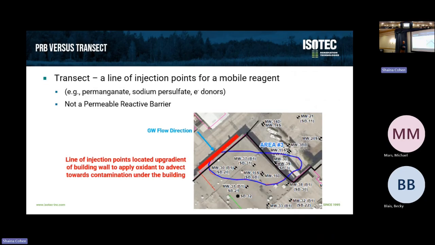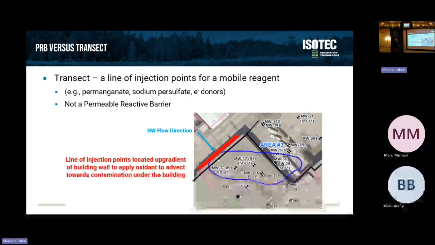I just want to take a quick moment to distinguish between a PRB and an injection or remediation transect. A transect, as I distinguish it, is a line of injection points for a mobile reagent. So in this case, maybe we're not changing the permeability, and we're not creating a barrier. This is an example where this project has not gone yet, but we have a building here. Through historic manufacturing processes, there's a fairly sizable TCE plume inside that building. But because of the activities in the building, there is no access to actively do remediation inside the building.